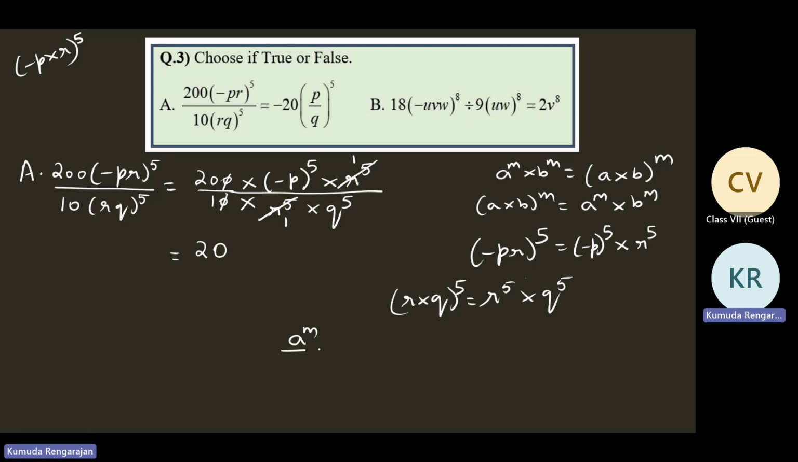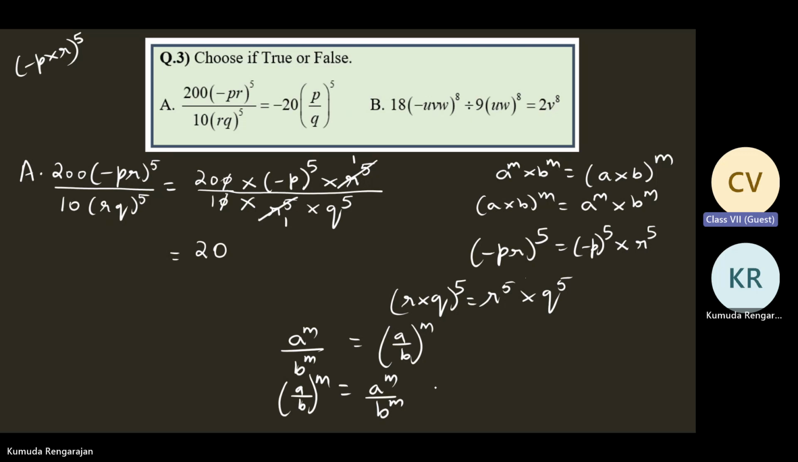A to the power m divided by b to the power m. If the bases are different and the powers are the same, you can write it as a divided by b the whole power m. If you have a by b the whole power m, then you can write this as what? A to the power m by b to the power m. Okay, ma'am. If it is like this, you can write it like this. Or if it is like this, you can write it like this. Now, what do you have in the numerator? Minus p to the power 5, correct? Yes, ma'am. In the numerator, you have minus p to the power 5, correct?